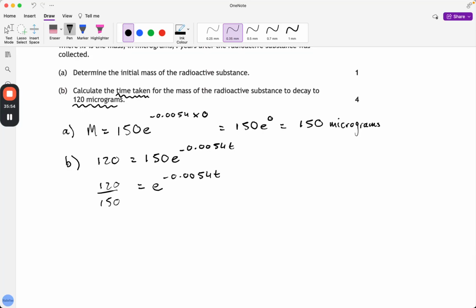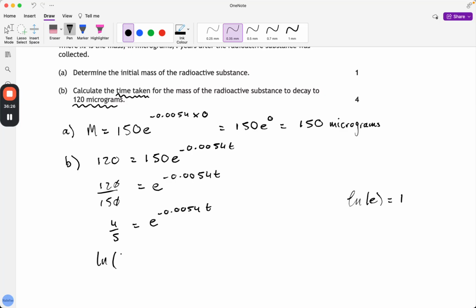120 over 150, you can cancel the zeros out, and then 12 divided by 15, you can divide the top and the bottom by 3 to get 4/5. So we have that 4/5 is equal to this exponential. Because this exponential is now on its own, we want to make use of the fact that the natural log of an exponential is equal to 1, because they cancel out since they're inverses of each other. And then we also know that when we take the logarithm of something, we can fly our powers. So we're going to take logs of both sides.